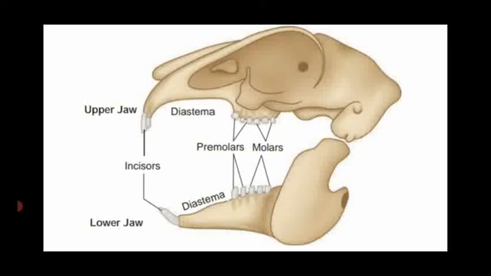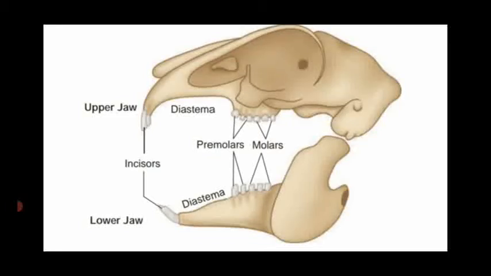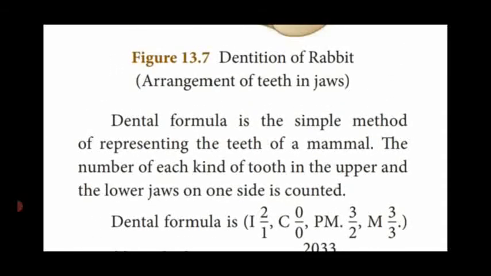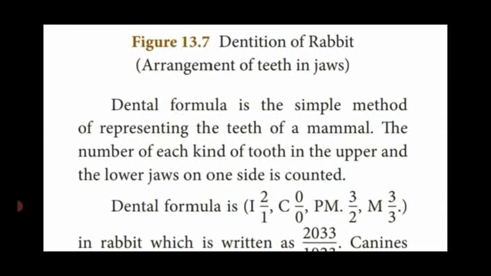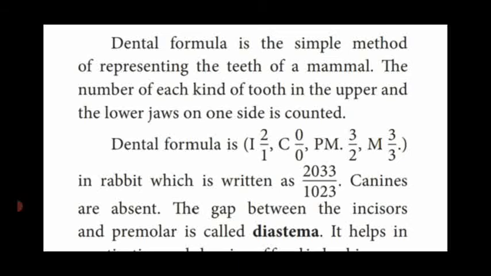Canine is illa. It forms a small cavity between incisor and premolars. That cavity is named diastema. So, in the rabbit, the canine is absent, which forms the cavity in the upper jaw and the lower jaw between incisor and premolars. That condition is called diastema. So, this is the dentition of the rabbit. With the help of these different types of teeth, we can write the dental formula of a mammal.